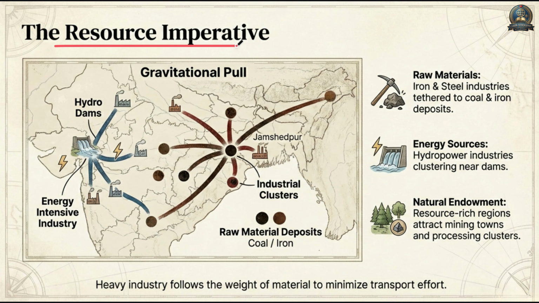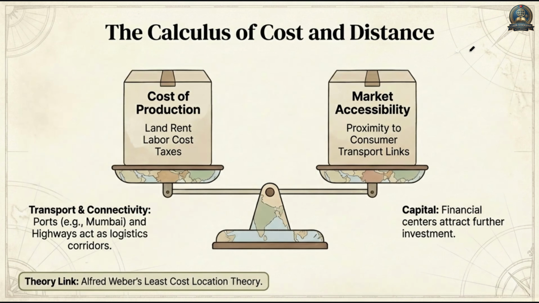Now the resource imperative. There is a gravitational pull, that means the abundant supply of resources, for example hydro dams and energy intensive industrial clusters. Raw materials: iron and steel industries tethered to coal and iron deposits. Energy sources: hydropower, with industries clustering near dams. Natural environment: resource rich regions attract mining towns and processing clusters. Heavy industry follows the weight of material to minimize transport effort.